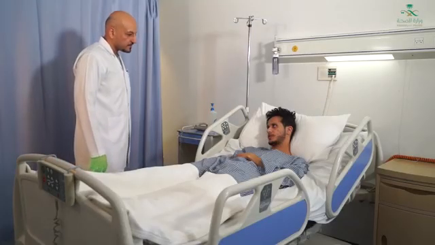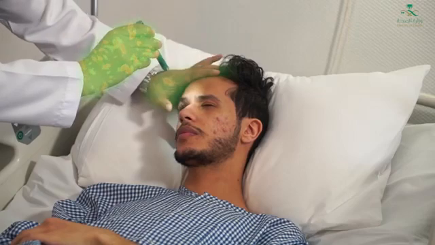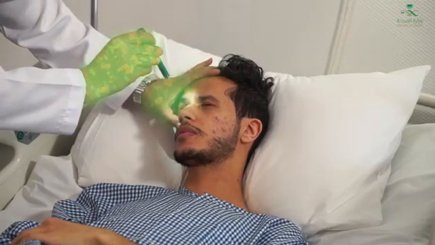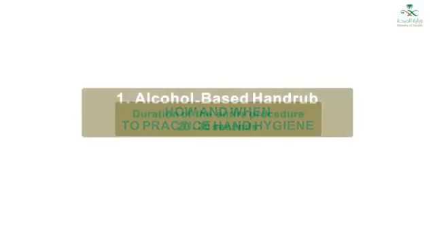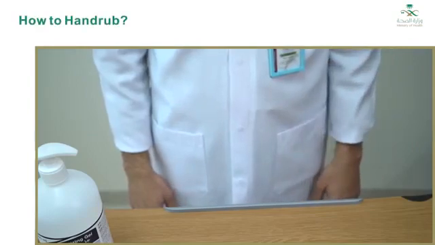Hand hygiene is considered the main part of the standard precautions that are the minimum infection prevention practices that apply to all patient care. How and when to practice hand hygiene. 1. Alcohol-based hand rub. Duration of the entire procedure, 20 to 30 seconds. Wash hands instead when visibly soiled.